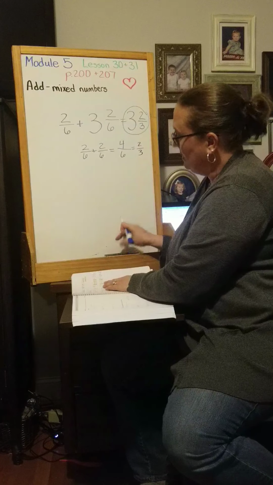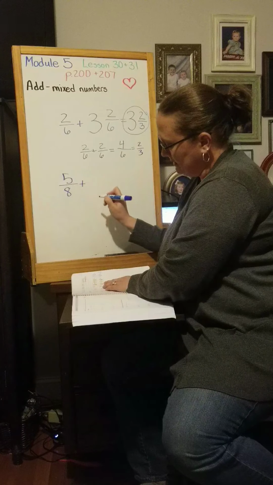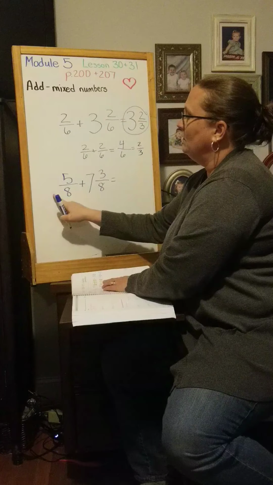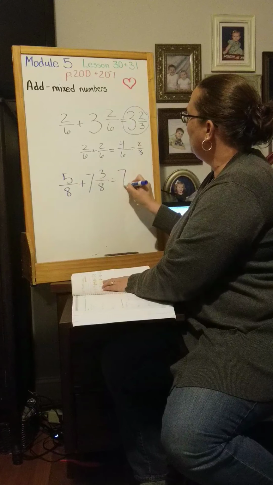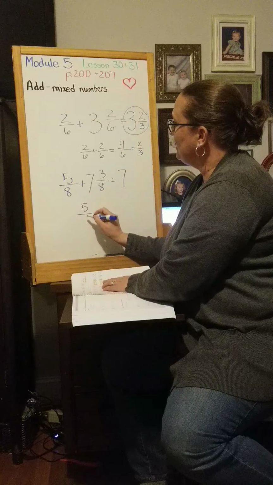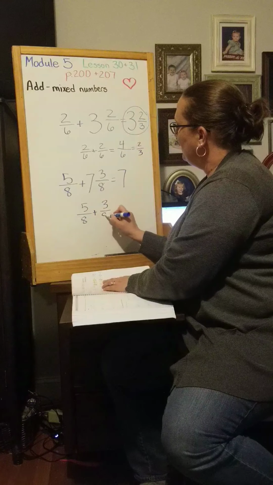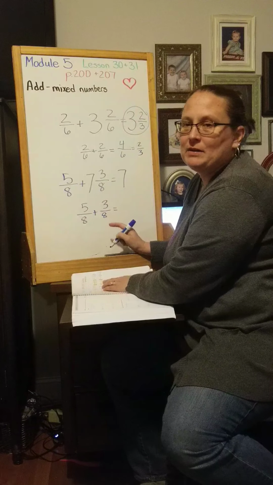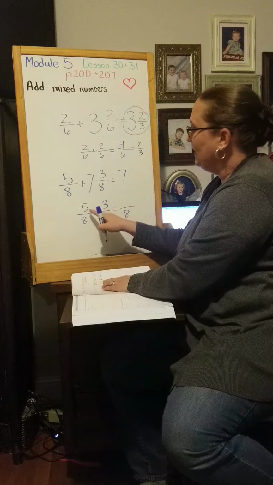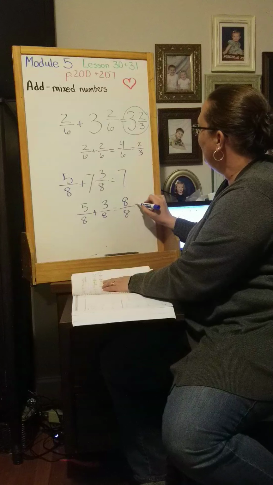Let's see. So we have 5/8 plus 7 and 3/8. No whole number plus 7. We have 7 wholes. And then we add up our fractions. Our denominators stay the same because they are common. So we have 5/8 plus 3/8. When we're adding, that denominator is going to stay the same. So we know it's going to be 8ths. We add up our numerator, 5 plus 3, 8/8, which we know is equivalent to 1.